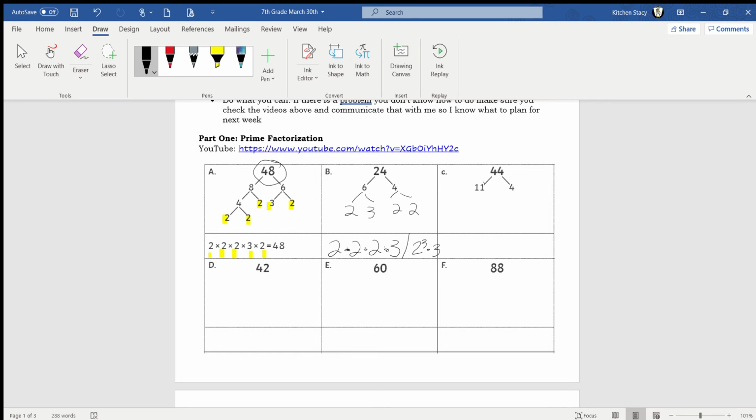For 44, we know that 11 is a prime number. Nothing goes into 11 but 1 and 11. So you just have to break down 4 and list them out.